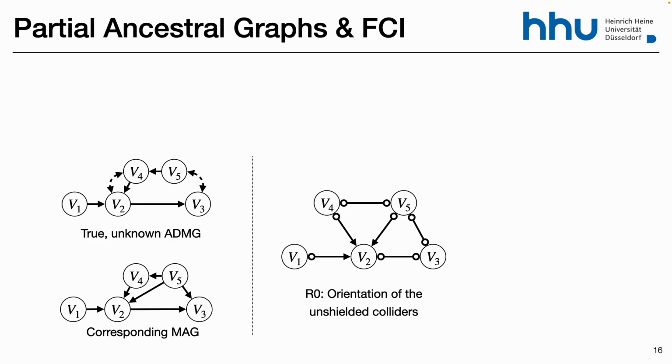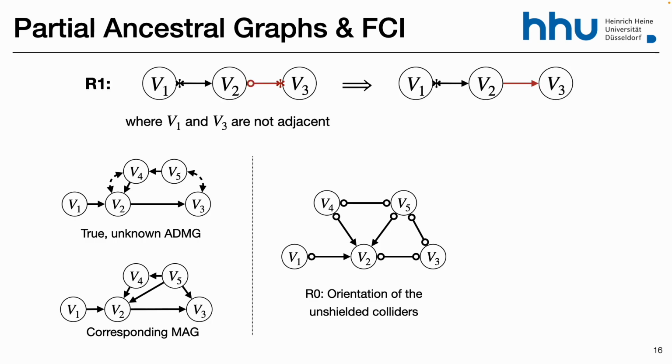Rule 1 is the most important one. You need to at least know this one. You find an unshielded triplet that was not a collider before, so it has to be a non-collider. It's very simple. So you show that this is a directed edge from V2 to V3. It's the only possible way.